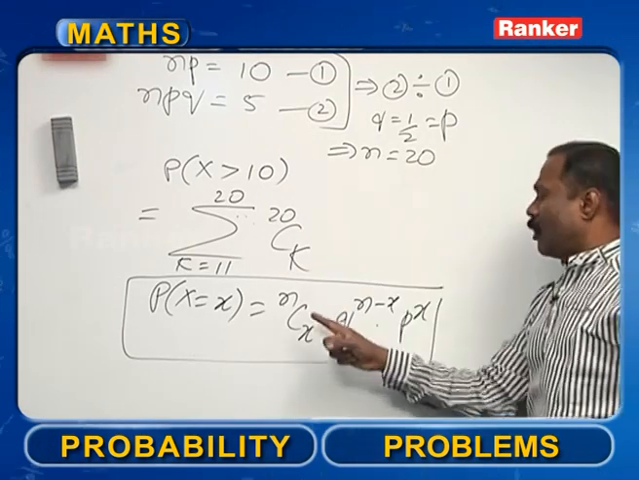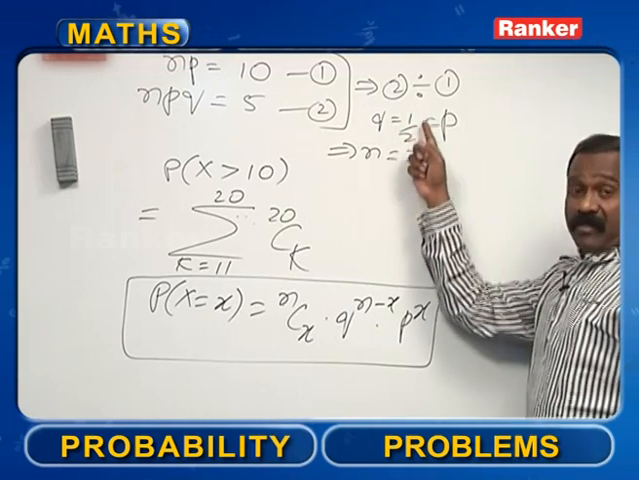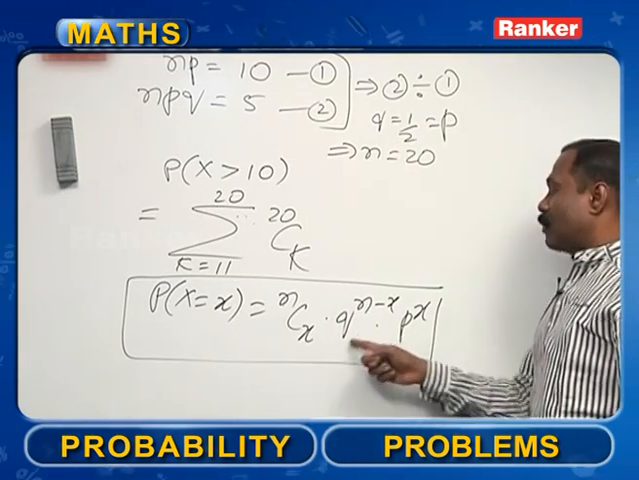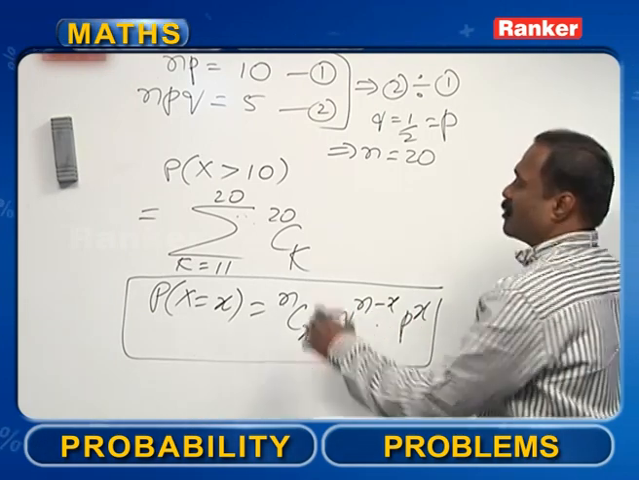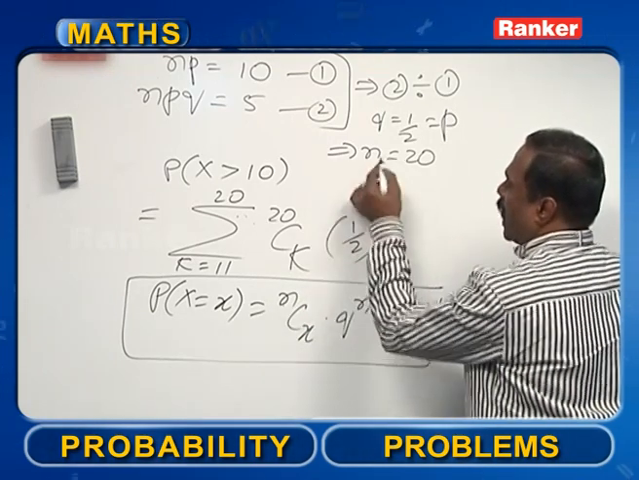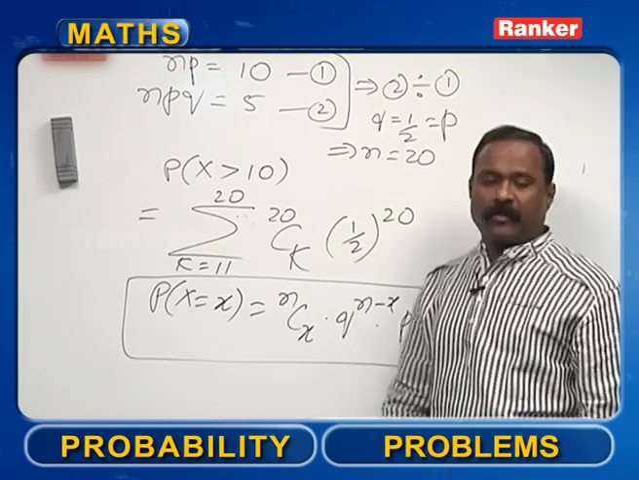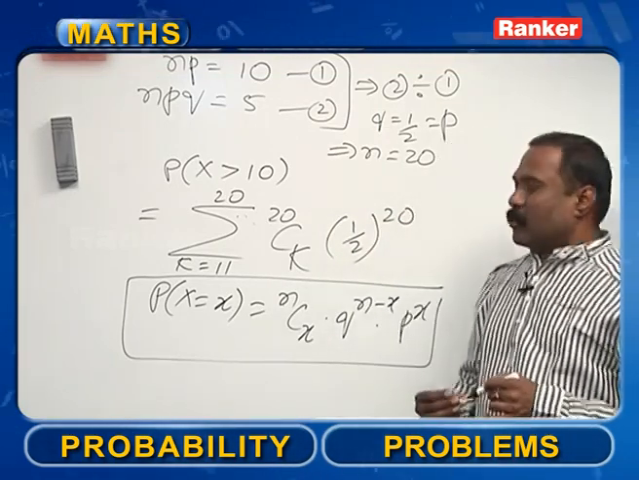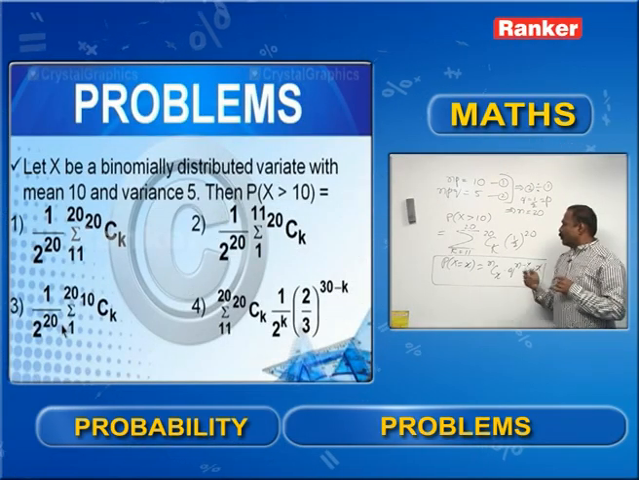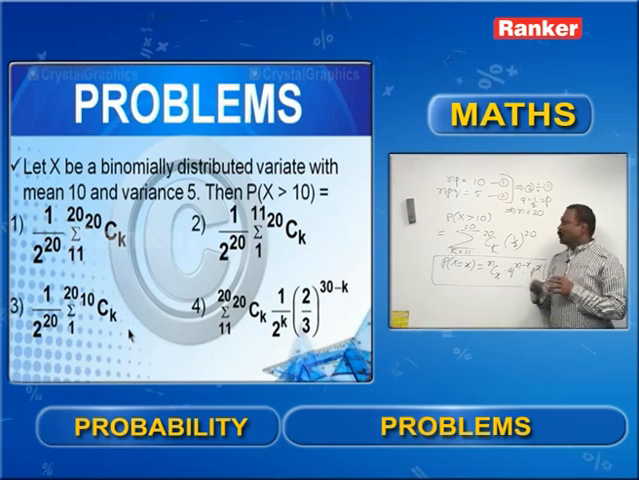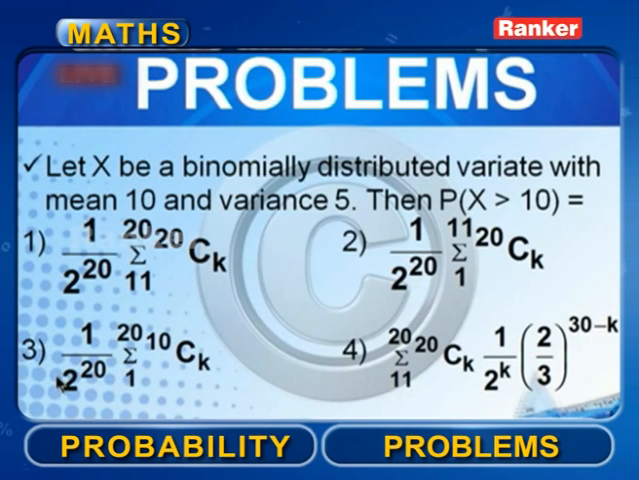And you can see that P and Q have the same value, that is 1 by 2. So 1 by 2 whole power N minus X plus X. N minus X plus X is N only. This is half whole power N, and N is 20. You can see the option there. It is sigma 20 CK into 1 by 2 whole power 20, and K runs from 11 to 20. Which one should be the option there? It is option number 1. Option number 1 is the correct answer for this one.